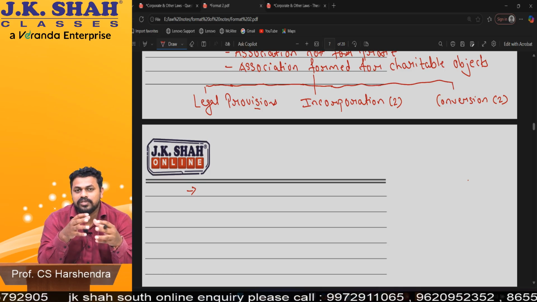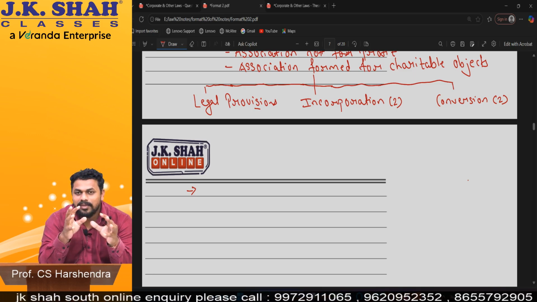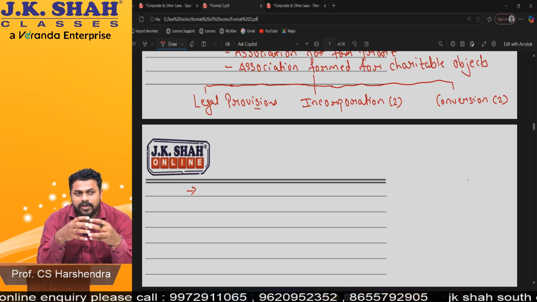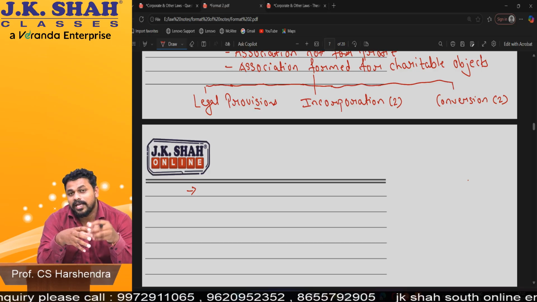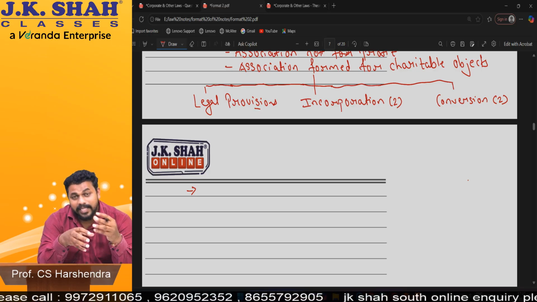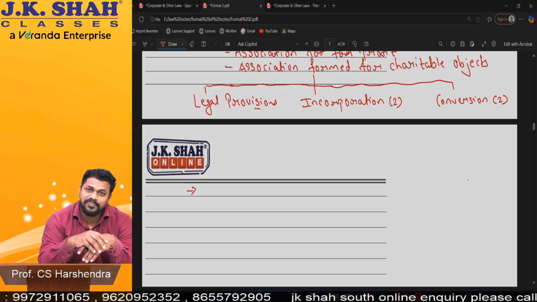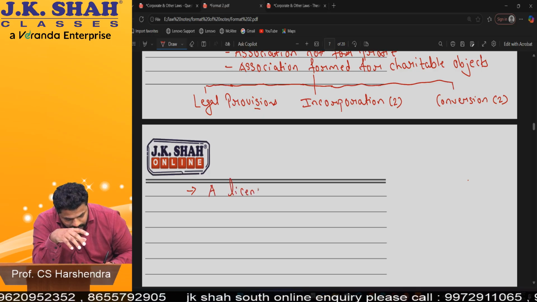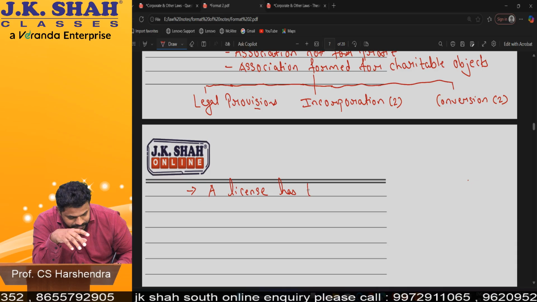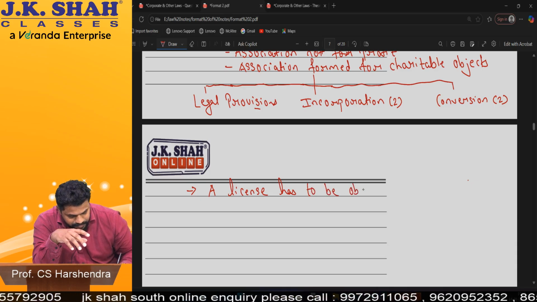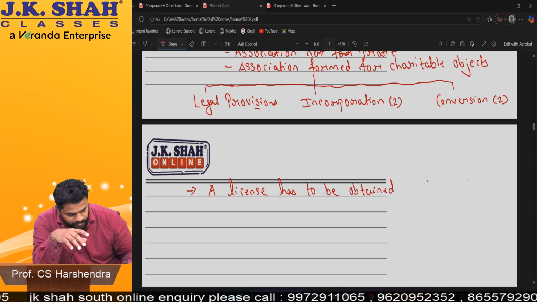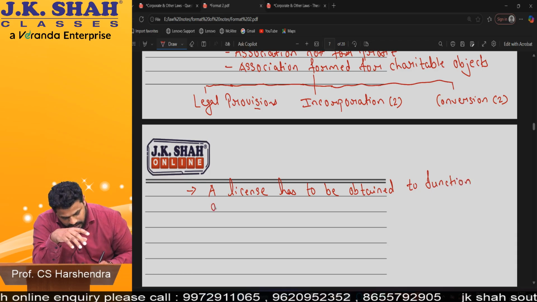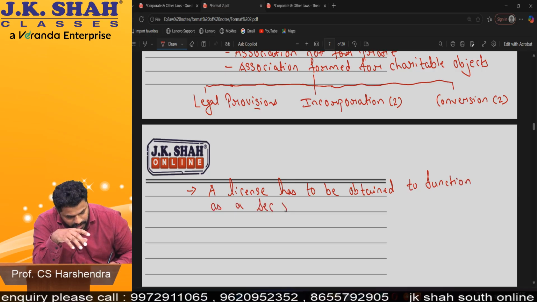Why don't we call it an association not for profits? The shortcut name, or nickname, is Section 8 company. The reason is that if you want to function as a Section 8 company, you have to obtain a license from the government, and that license is issued under Section 8 of the Companies Act. So first, a license has to be obtained to function as a Section 8 company.